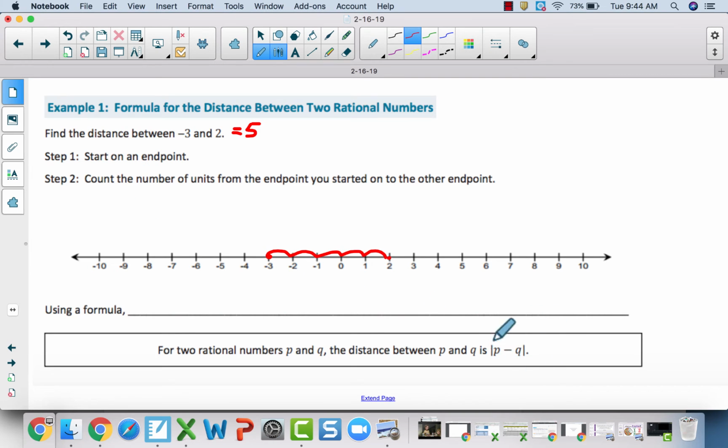We can just sit there and count the distance between those two integers. But let's try this formula. The absolute value of P minus Q. P being the first integer or number, Q being the second number. So, the absolute value of -3 minus 2.